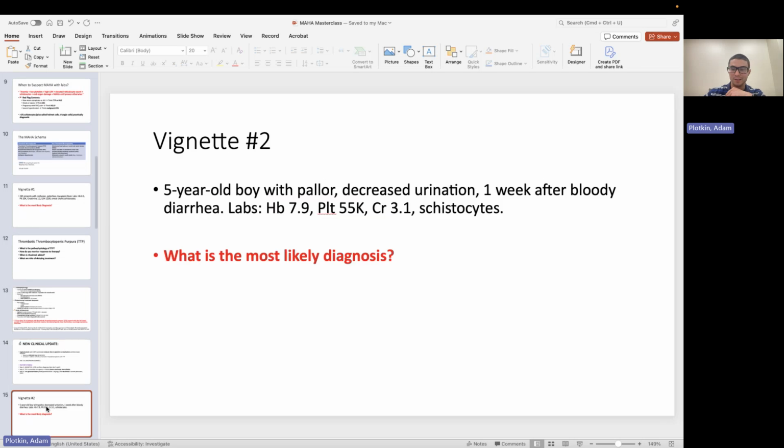Okay, that's TTP. So now we've got vignette number 2. We've got a 5-year-old boy with pallor and decreased urination 1 week after bloody diarrhea. His labs show a hemoglobin of 7.9, platelets of 55,000, creatinine 3.1, and schistocytes. So take a second, think about the most likely diagnosis, pause your screen if you need to.